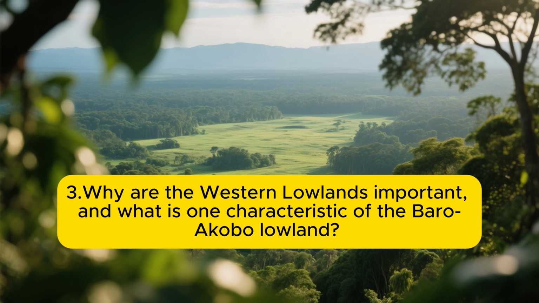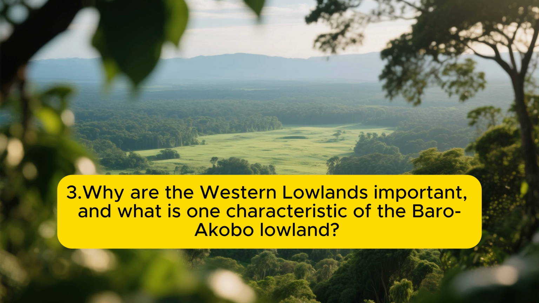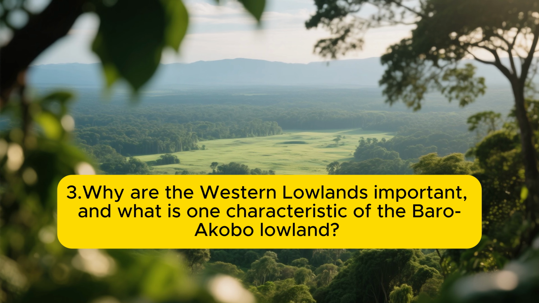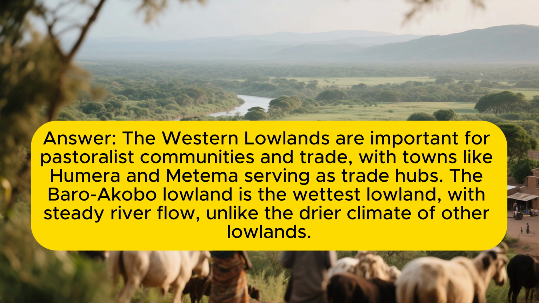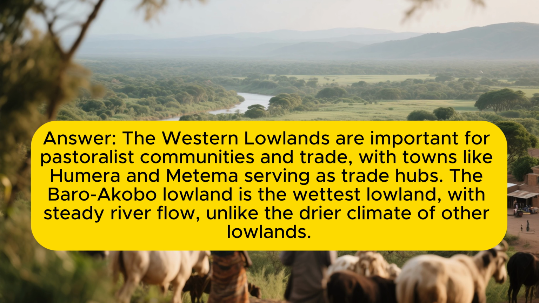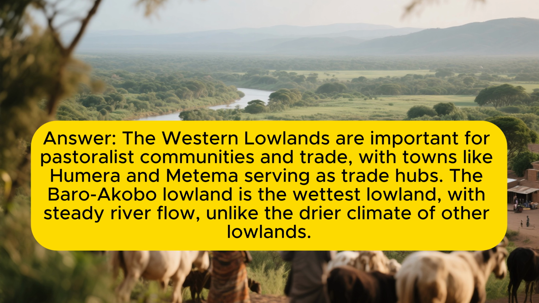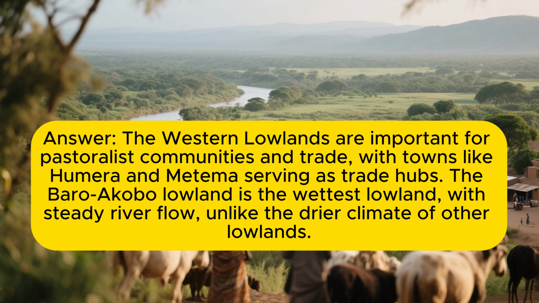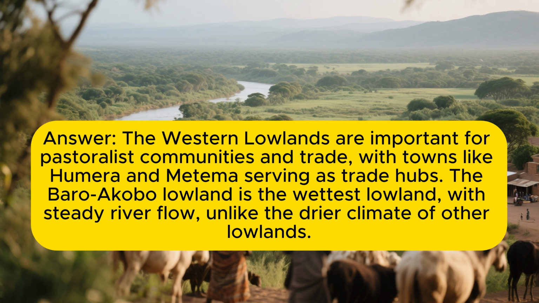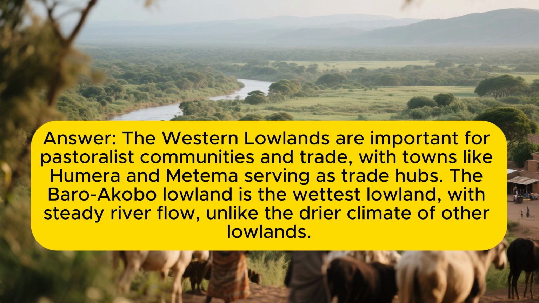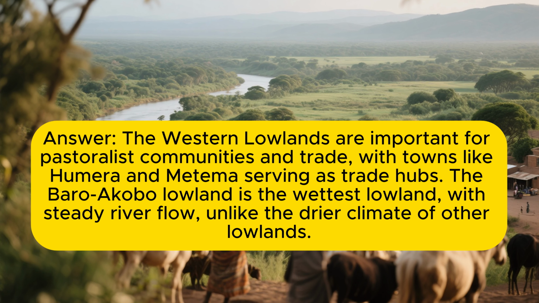3. Why are the Western Lowlands important, and what is one characteristic of the Boroakobo lowland? Answer. The Western Lowlands are important for pastoralist communities and trade, with towns like Humera and Metema serving as trade hubs. The Boroakobo lowland is the wettest lowland, with steady river flow, unlike the drier climate of other lowlands.